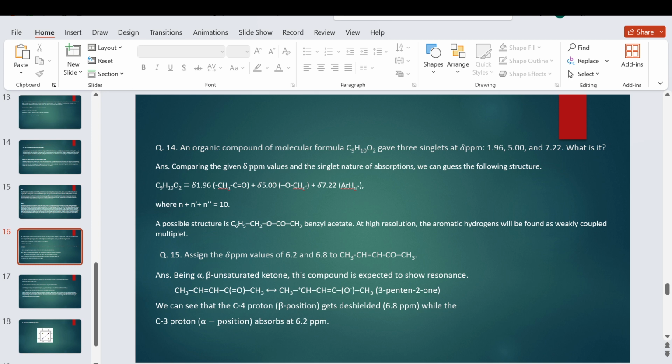Another question is, assign delta ppm values of 6.2 and 6.8 to CH3CH=CHCOCH3. It is a case of alpha beta unsaturated ketone. So resonance is possible. We have to write the resonance structure which shows carbon number 4 is deshielded. So the lower value is for the shielded carbon, whereas the higher value is for the deshielded carbon. In this manner, we can assign the peaks.